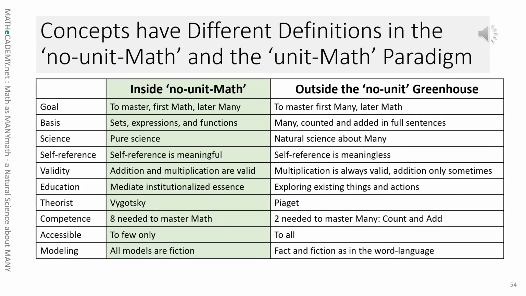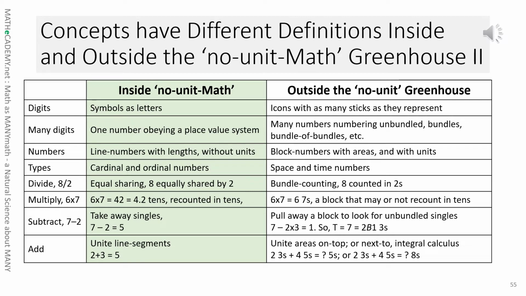Accessible. Inside, it is only to few. Outside, it is to all. Models. Inside, all are fiction. Outside, there is fact and fiction as in the word language. Digits. Inside, they are symbols, as letters. Outside, they are icons, with as many sticks as they represent. Many digits. Inside, it is one number, obeying a place value system. Outside, it is many numbers, numbering and bundled, bundles, bundle of bundles, etc.